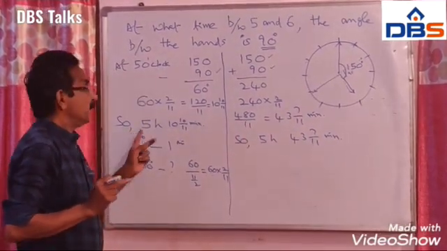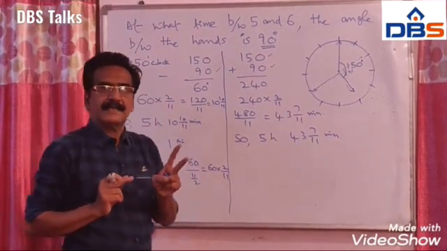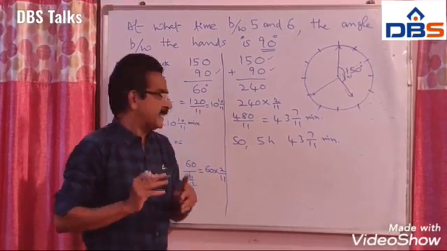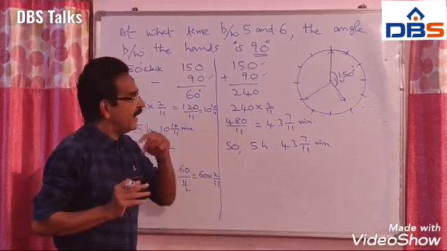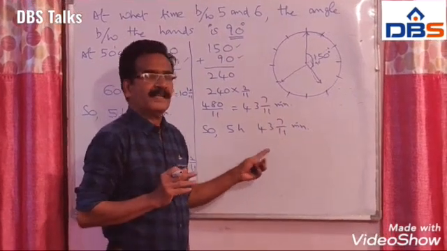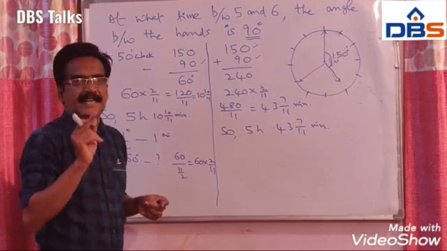So between 5 and 6, at two times the angle between the hands will be 90 degrees. The first one is at 5 hours 10 10 by 11 minutes and the second time at 5:43 7 by 11. At these two timings the angle between the hands is 90 degrees.